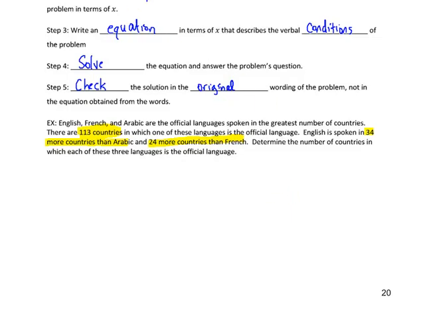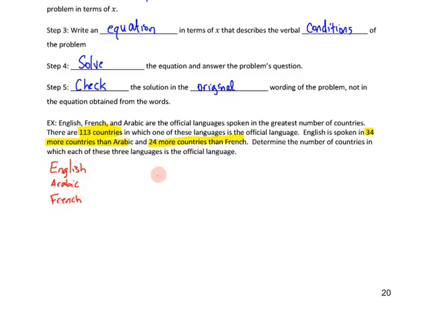So if I were to restate that in my own words, what I would say is that we have a total number of countries. We know something about how much English, Arabic, and French are spoken in those, but we want to know exactly how many countries speak English, how many countries speak Arabic, and how many countries speak French. So we have three numbers we're looking for: countries that speak English, countries that speak French. Actually, let's do this in order. And countries that speak Arabic. So Arabic and French.